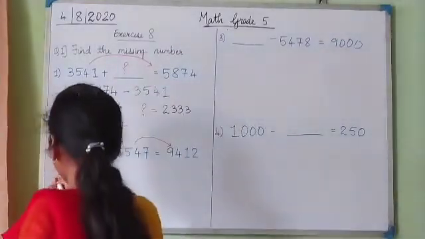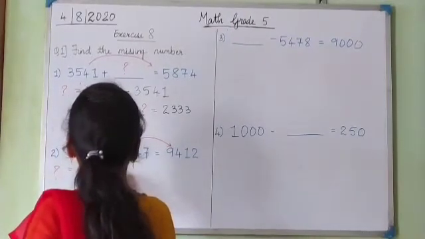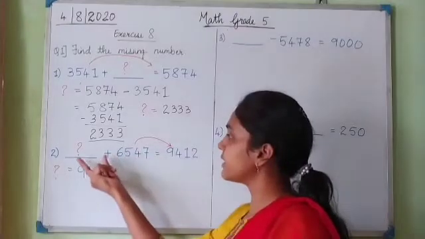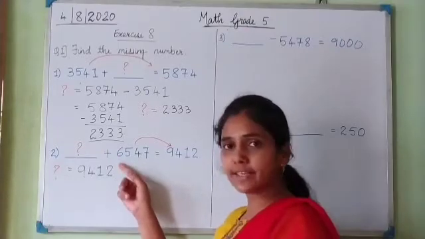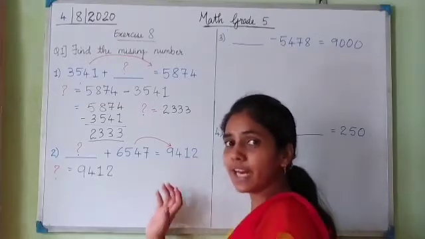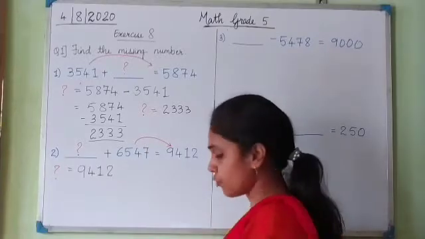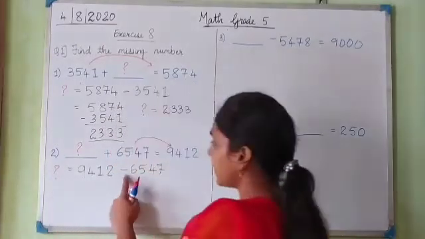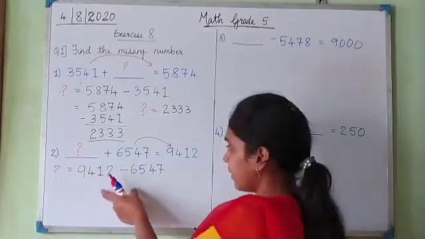So I write blank is equal to, first I write this number 9412. And then I write this number, but this number on the left side of the equal to sign is being added. So when I take it to the other side, it will get subtracted, because adding and subtracting are inverse operations. So now I subtract 6547. This is subtracted, minus. Now I have to find the answer of this subtraction.